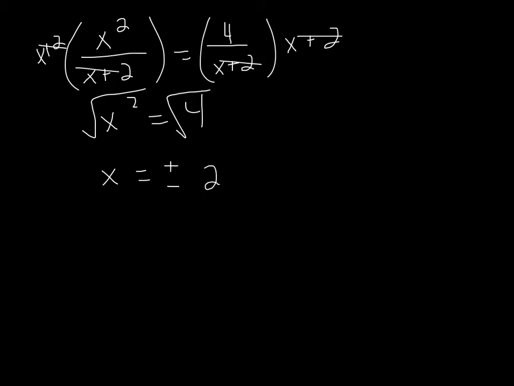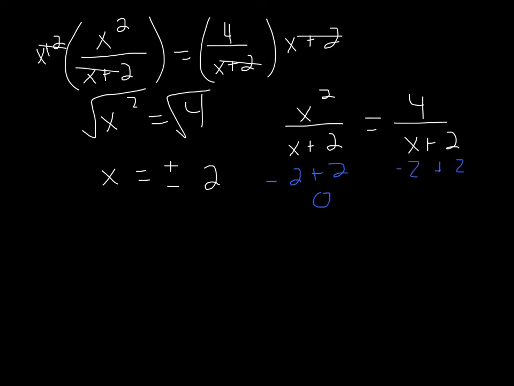Okay, and then now we got to check again, right? So our original equation was x squared over x plus 2 equals 4 over x plus 2. And if we use negative 2, negative 2 plus 2 becomes 0. So negative 2 can't be an answer, right? Because that becomes 0 on both sides. So you can't have 0 in a denominator. That becomes undefined. So really our only answer will be x equals positive 2. So you can cross out the little negative there. That's your only option for an answer there. The other one makes it not work.